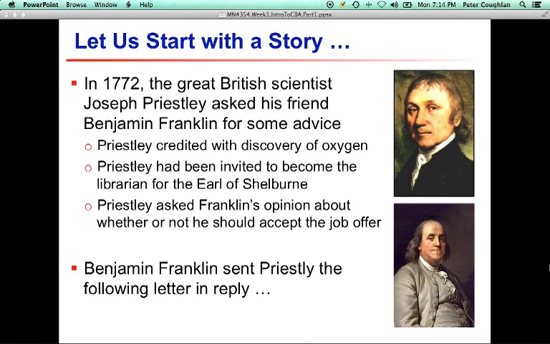Not sure exactly what that entails, but obviously it must have been a position of some interest, because he wrote to his friend Benjamin Franklin and asked for some advice, asked his opinion basically of whether or not he should accept the job offer. And Benjamin Franklin sent Priestley the following letter in reply.